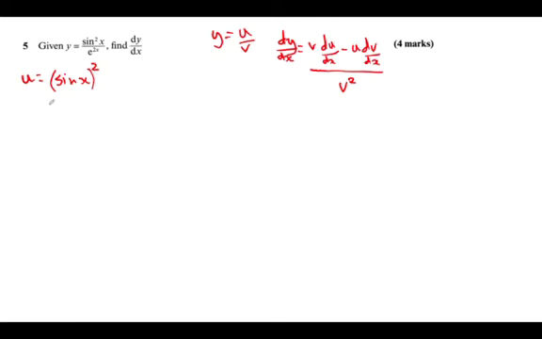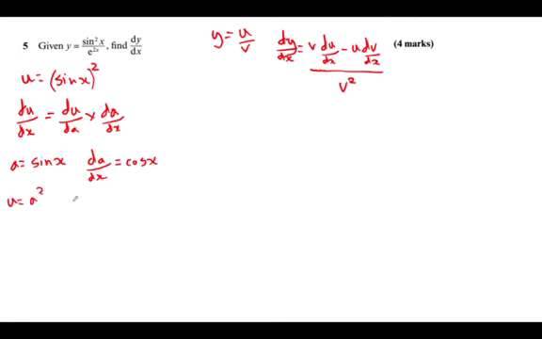So this is a composite function, so I'm going to use the chain rule. So du/dx equals, again I'll use du/dA to stop confusing myself with the v here, times dA/dx, okay, where a equals sin x, so therefore dA/dx equals cos x, and then u equals a squared, so du/dA equals 2a.